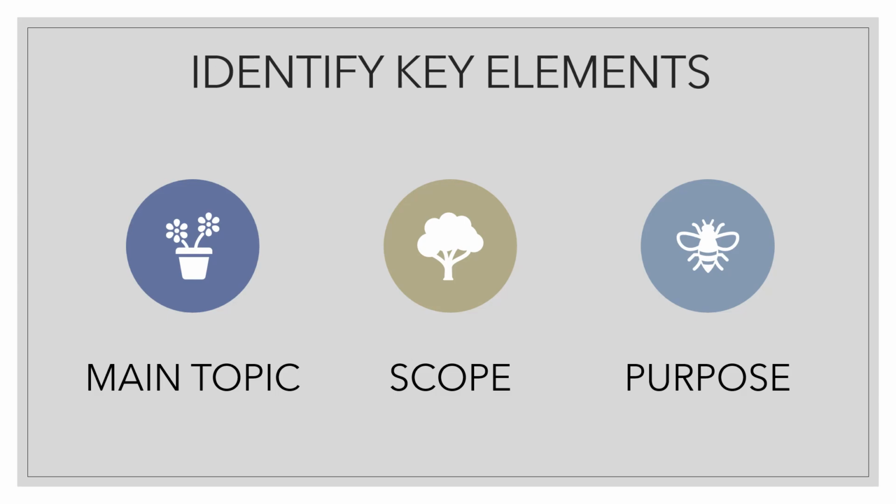The first step in converting a research problem into a research title is to identify key elements. These elements are the main topic, the scope, and the purpose. The main topic is the primary subject or variable of your research. The scope of the study includes its context, population, and setting. The purpose indicates the aim or objective of your research.